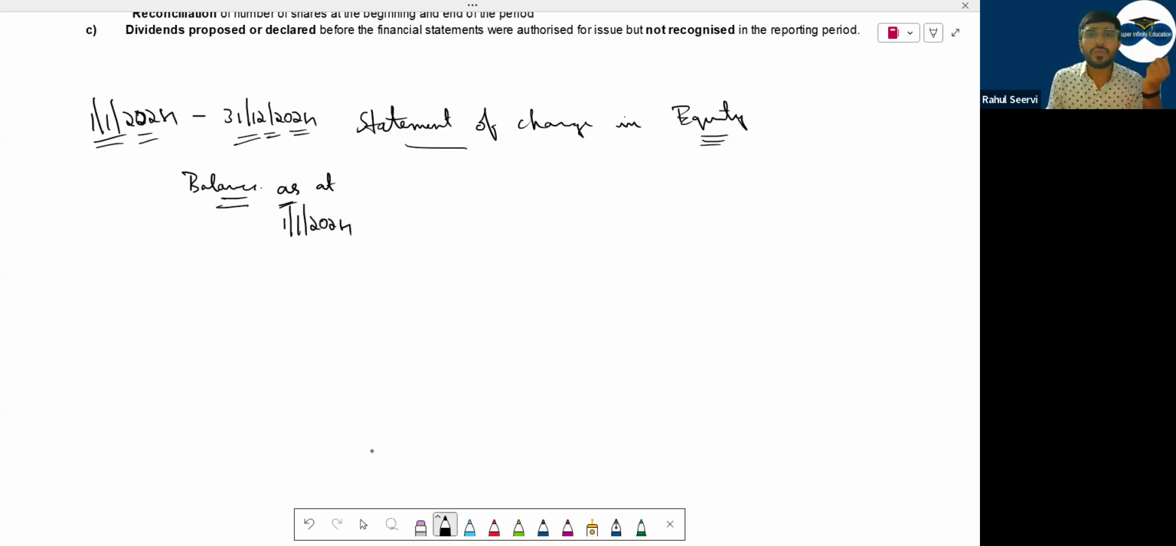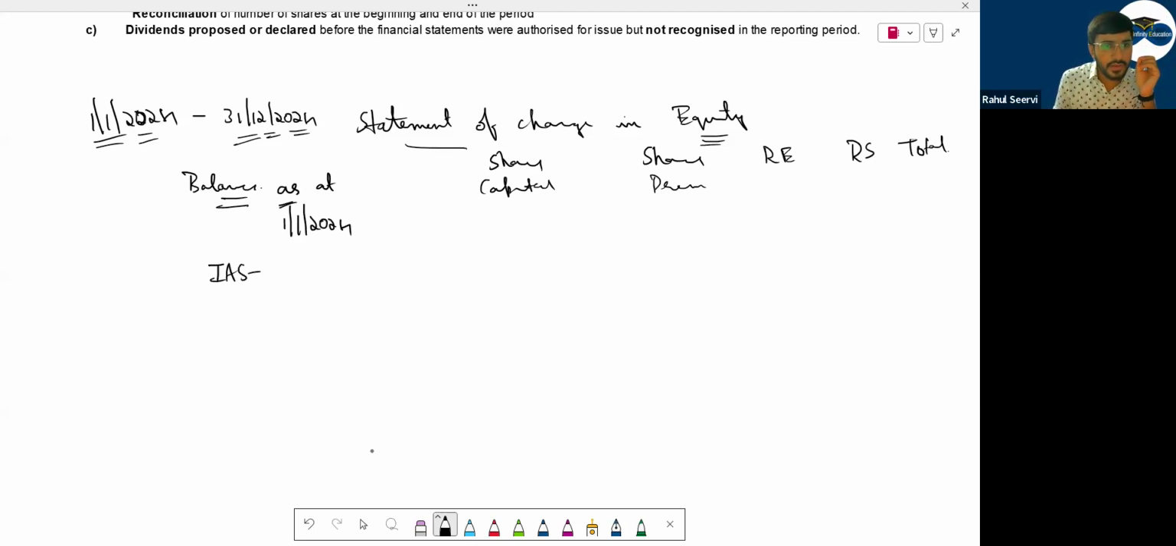In equity, what have we learned? Sir, we have learned share capital. Then you have learned share premium. Then you learned something known as retained earnings. Then today we also discuss revaluation surplus, and total. This much only. Then an adjustment will be coming as per IAS 8. Write down this much.